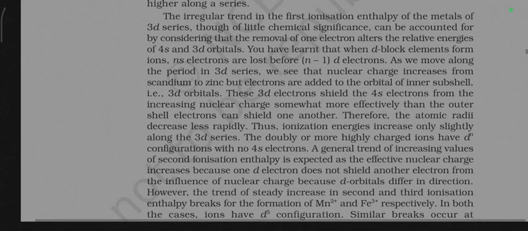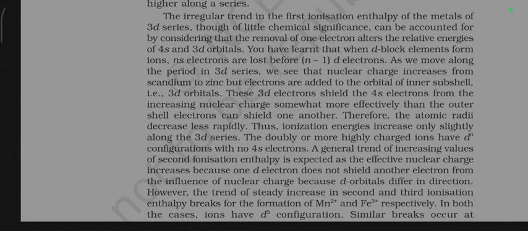The irregular trend in the first ionization enthalpy of the metals of the 3d series, though of little chemical significance, can be accounted for by considering that the removal of one electron alters the relative energies of 4s and 3d orbitals. You have learned that when d-block elements form ions, ns electrons are lost before (n-1)d electrons. As we move along the period in the 3d series, we see that nuclear charge increases from scandium to zinc, but electrons are added to the orbitals of the inner subshell, i.e.